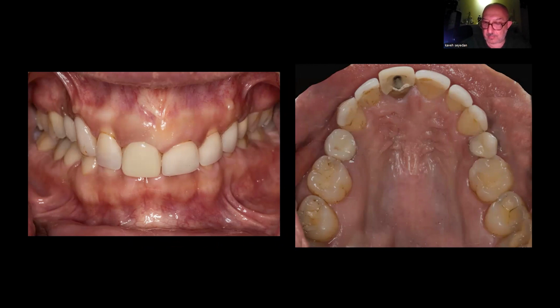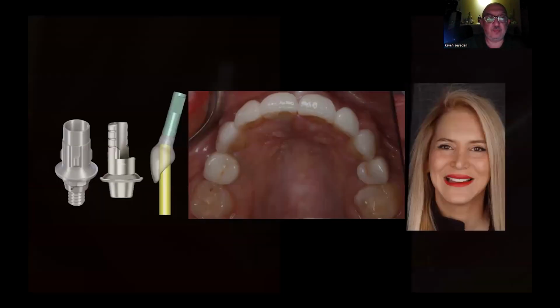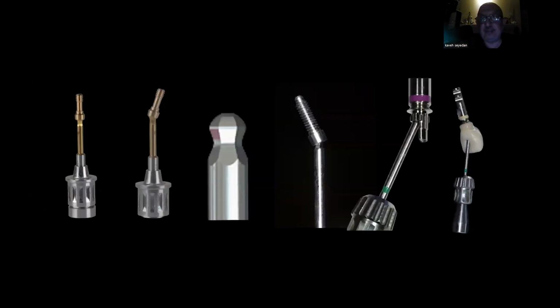So I made a surgical guide, asked the surgeon to extract it, and placed the implant exactly at the cingulum area with the cingulum angulation. And with the help of an angle solution tie base, I was able to restore this. And what is the angle solution tie base? Let me share it here. Okay, this is the angle solution tie base. Here you can see it.